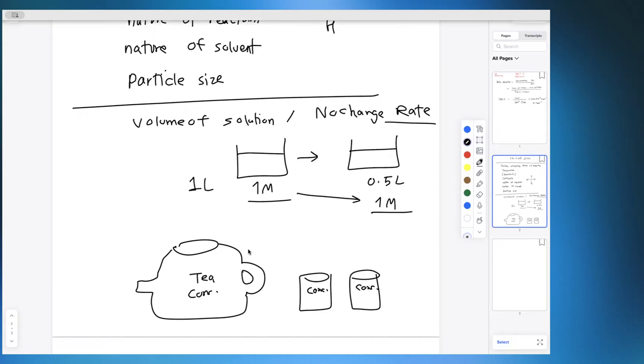The only change that will cause the concentration to change is if you added water. So if you added water to these cups of tea, then you are changing their volume, you are making dilution. In this case only, I have changed the concentration, then the rate of the reaction is going to change. Please take care of this point, it's very important.